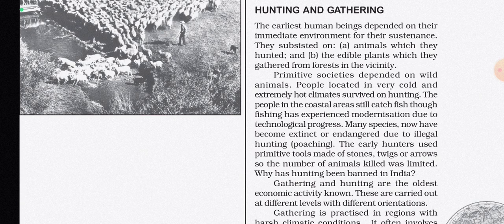Many species now have become extinct or endangered due to illegal hunting, that is called poaching. The early hunters used primitive tools made of stones, twigs, or arrows, so the number of animals killed was limited. Why has hunting been banned in India?